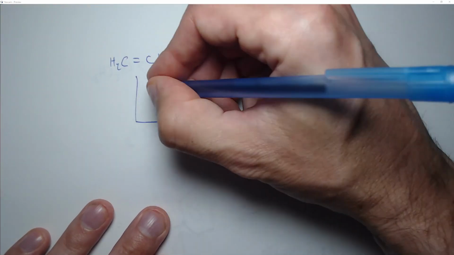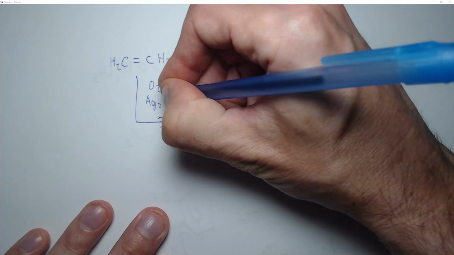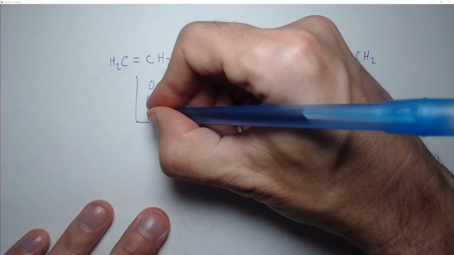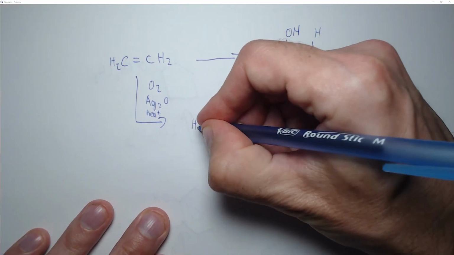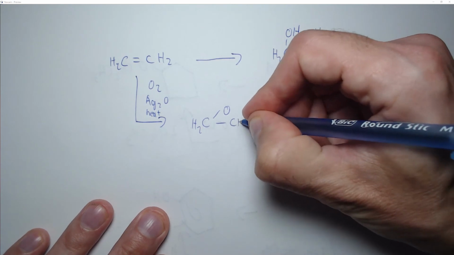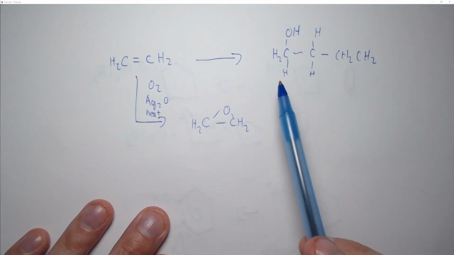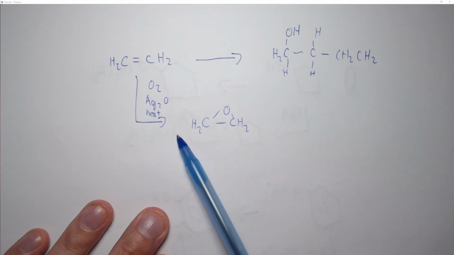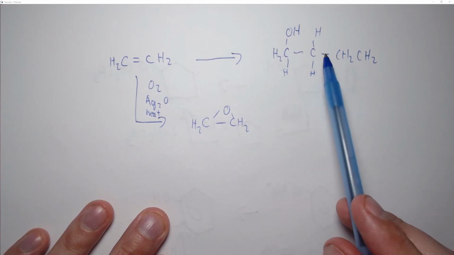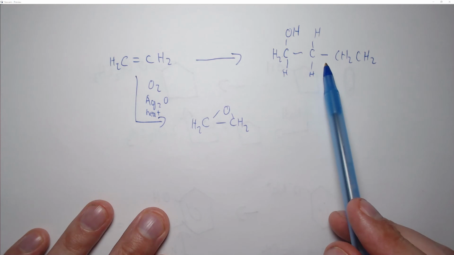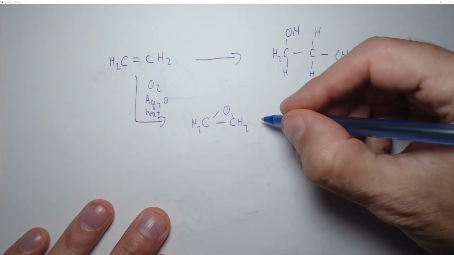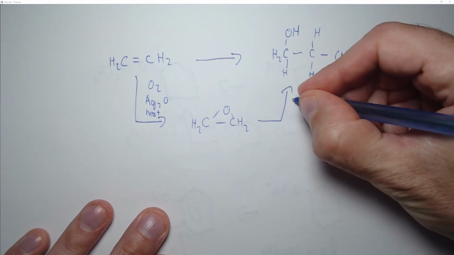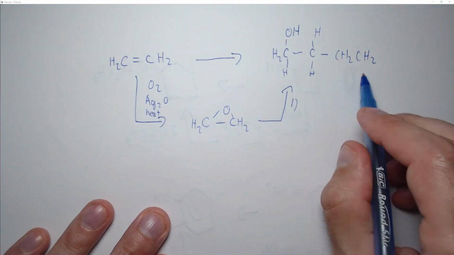One way to do that is to add oxygen, silver oxide, or silver 1 oxide, and heat. Okay. And what we end up with is the epoxide, like so. Now, how do we make carbon-carbon bonds from epoxides? To make carbon-carbon bonds from epoxides, what we need to do is add a nucleophile that contains carbons. And in this case, that will be a Grignard reagent. So in this case, one, we want to add ethyl magnesium bromide.